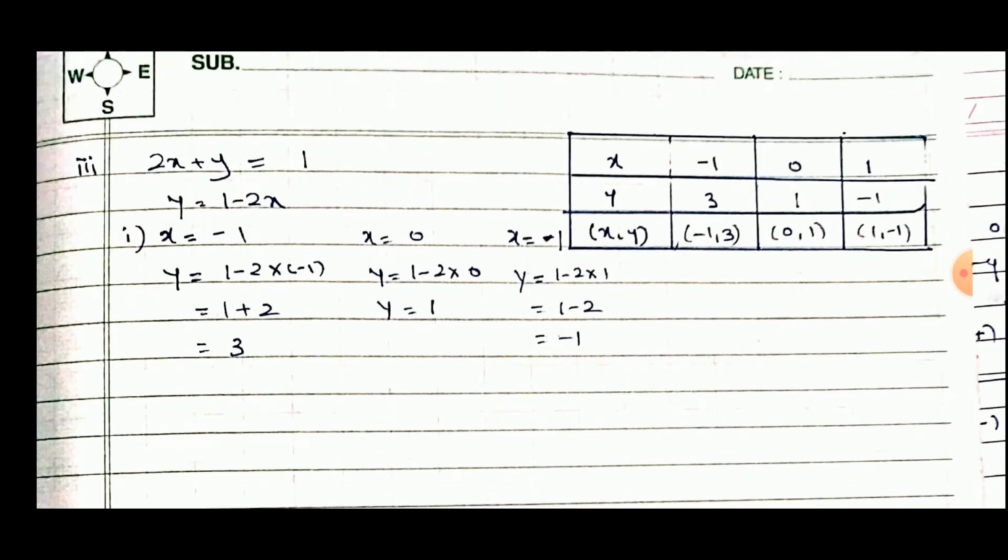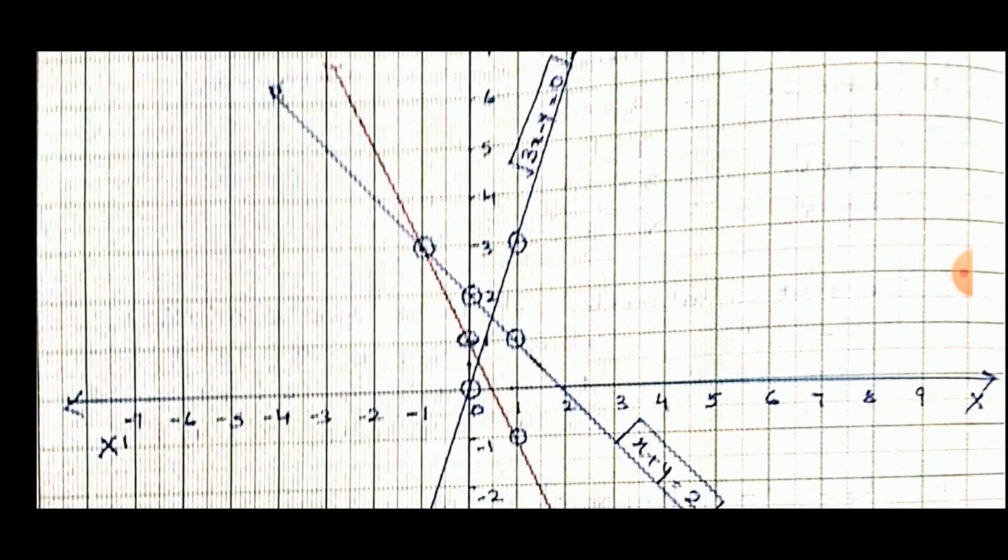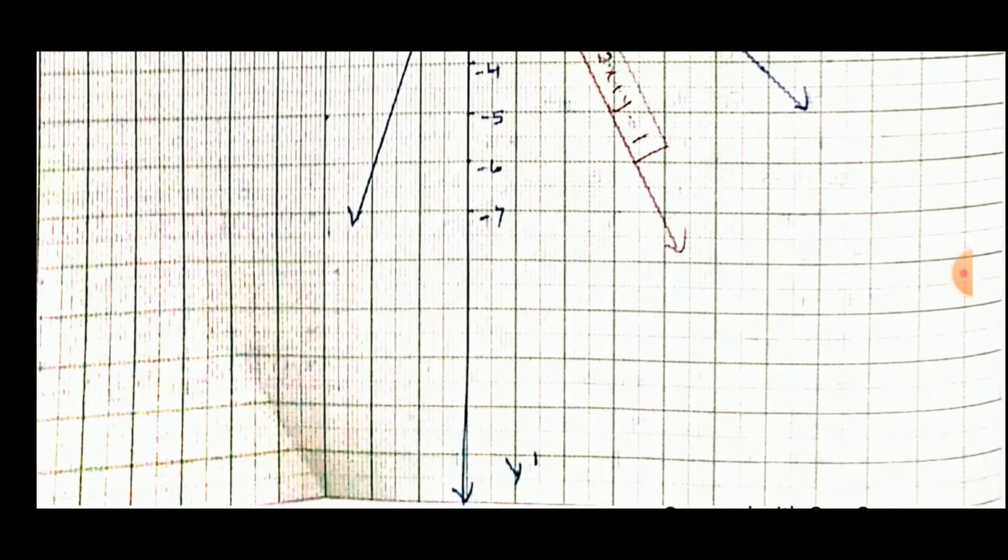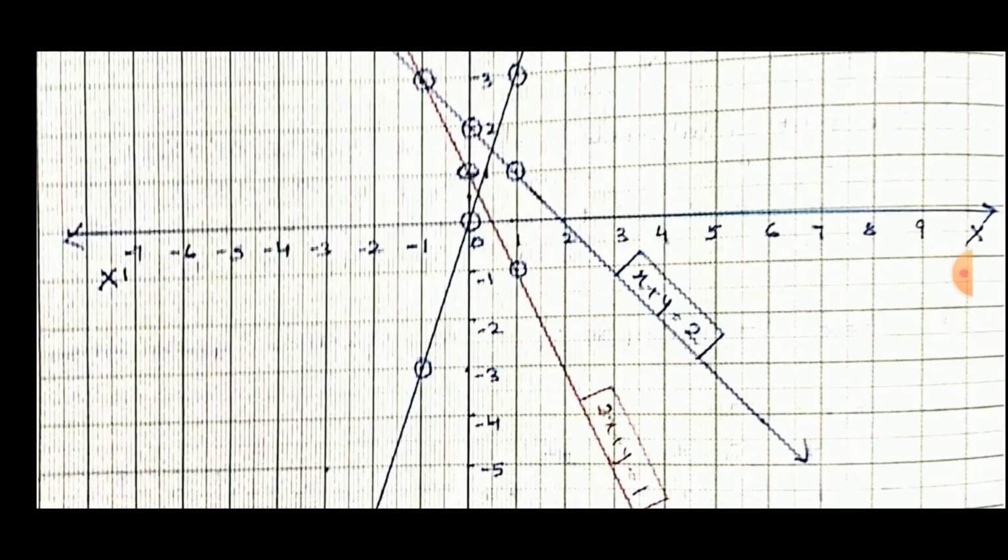Now the next one is 2x plus y equal to 1, so y is equal to 1 minus 2x. Take the values of x as minus 1, 0, 1. You will get y is equal to 3, y is equal to 1 and y is equal to minus 1. Plot these points. So this way here you will get the graphs of these equations.